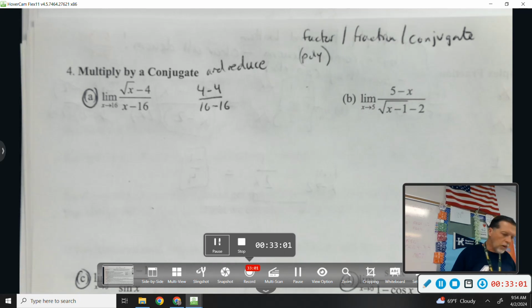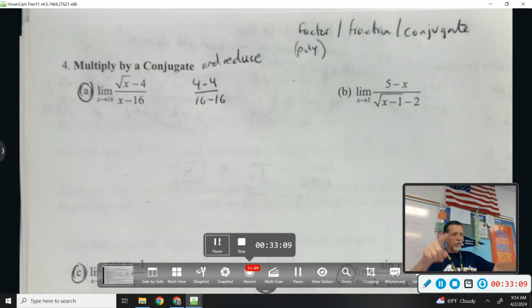Okay, so what conjugate do you think we should multiply by? X plus 16 or x. Okay, so there's your 2 options. X plus 16 is a conjugate of the bottom. Square root of x plus 4 is a conjugate of the top. So how would you know which one to multiply by? You always pick the one that has a square root in it.